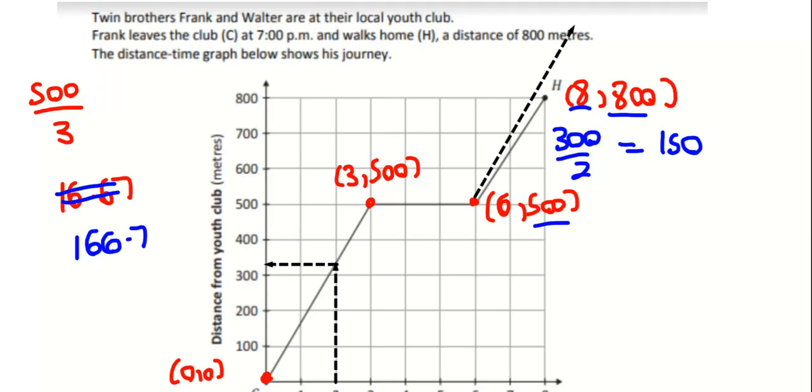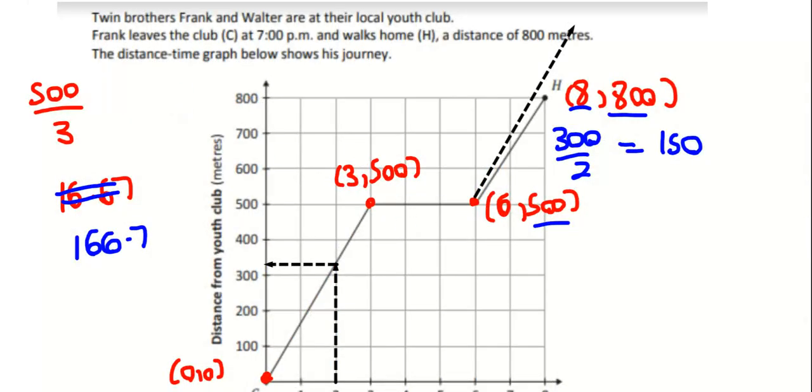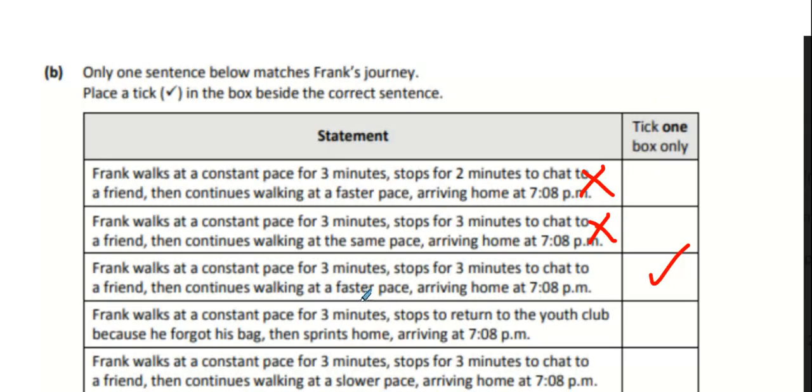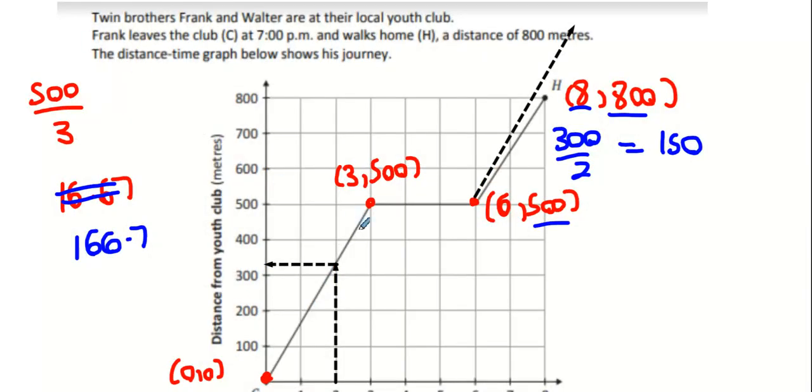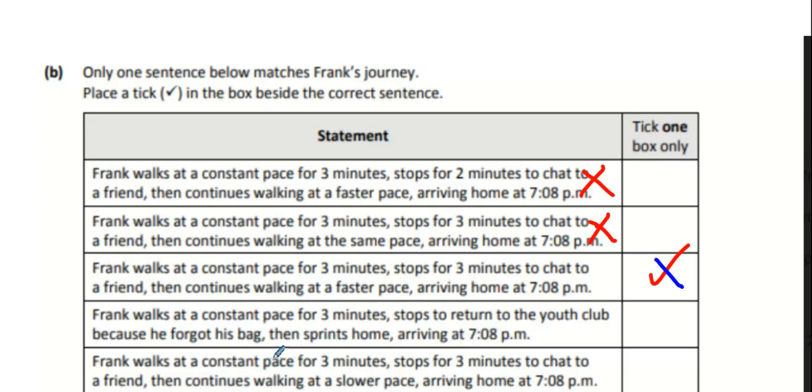And that fits the narrative of section C. Walks at a constant pace for 3 minutes. Stops for 3 minutes. Does he stop for 3 minutes or 2 minutes? 3 to 6 stops for 3 minutes. And continues walking home at a faster pace. No, that's wrong. Which one's faster? This is faster. So faster, and then this one's slower. So he starts off faster. So which one's that? So the last one's the correct one.